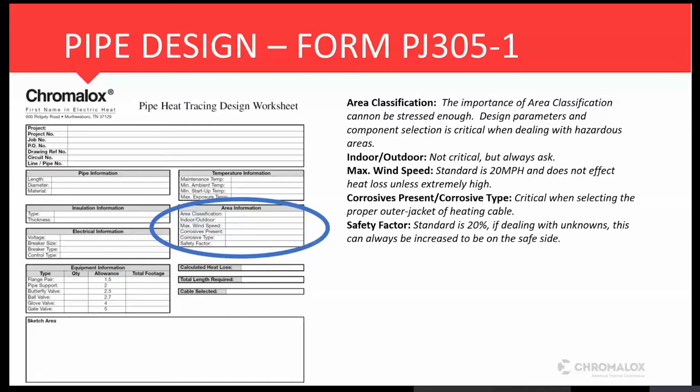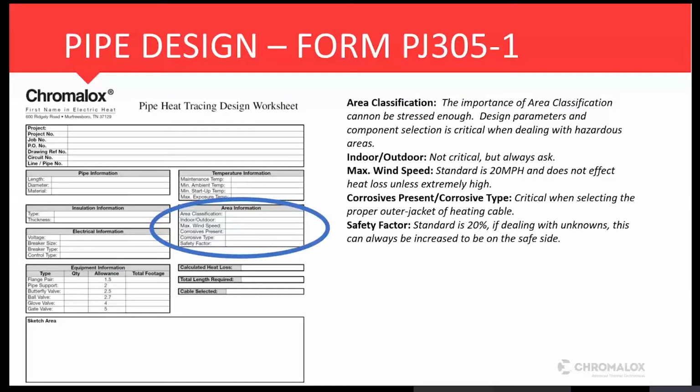Max wind speed, I use a standard of 20 miles an hour, sometimes 25. You can play with Chromatrace and bump your wind speed up. It doesn't affect it a lot unless it's extremely high winds, because extremely high cold winds suck the heat off of the pipe. So that's where your excessively high winds will come into play.